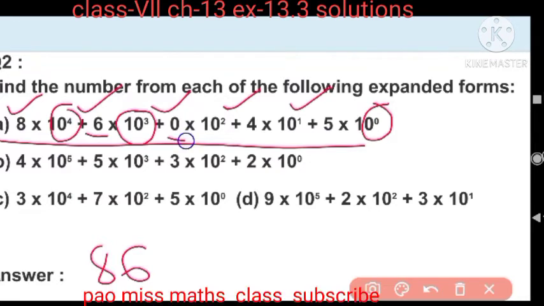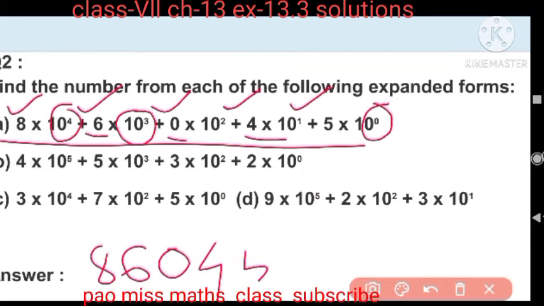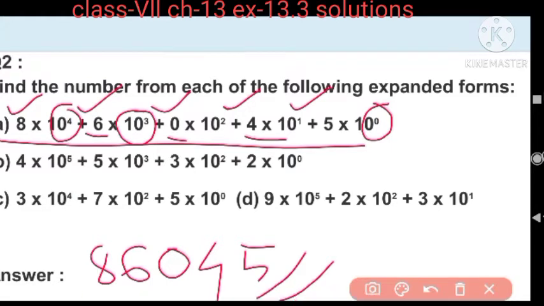Now next what is there? 0. So you will write 0. Then next what is there? 4. So you will write 4. Then again next what is there? 5. So what is the number? This is the number. Very simple. Okay, in this way we have to do.